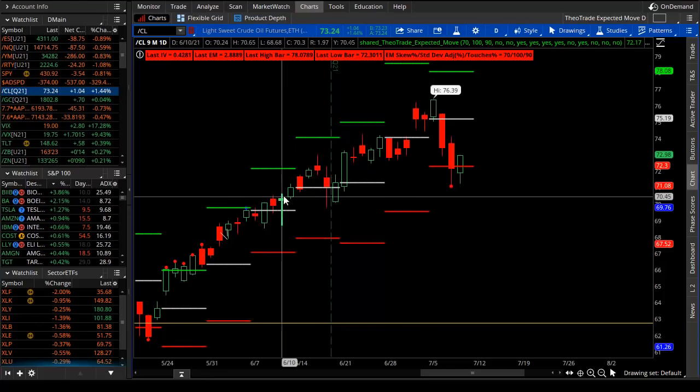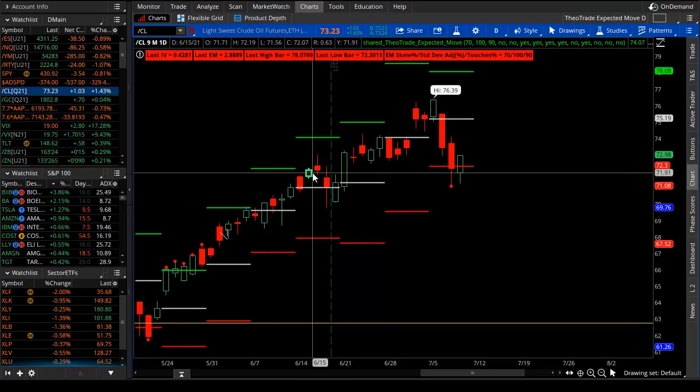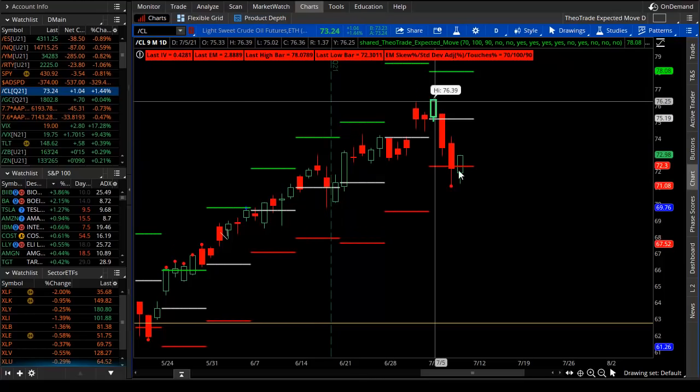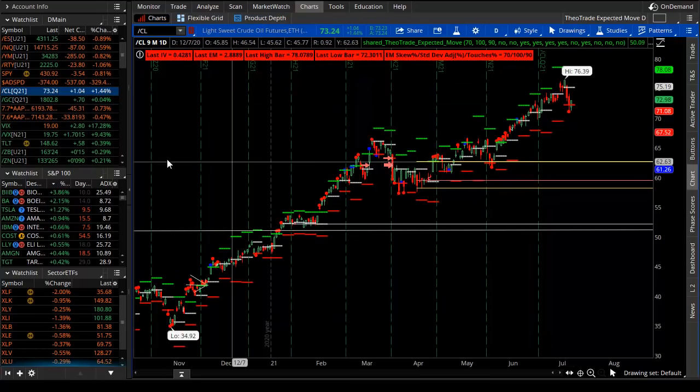Again, markets do not go straight up. It may feel that way, but they don't go straight up. They actually swing back, and that can set up buy opportunities.